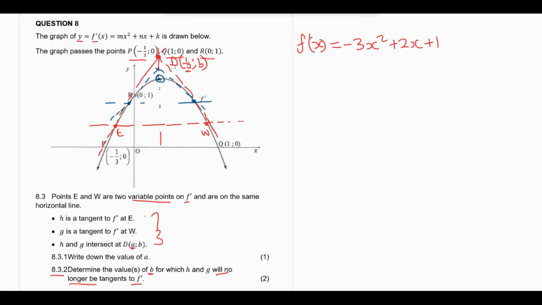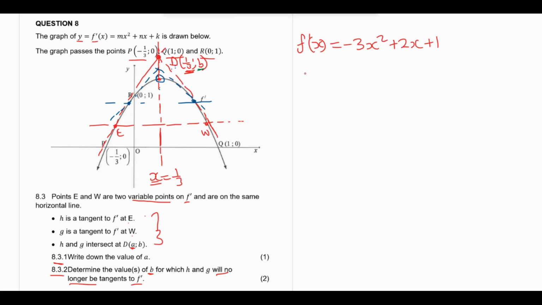It means that if B, which is the y-coordinate of D, is below the y-coordinate of the turning point, then H and G are no longer what? No longer tangents. Now we need to find the y-coordinate of this turning point. So how do we do that? We know the value of x along the axis of symmetry. We found it in question 831. We say that x is equal to 1 over 3, which was the value of a. So x is equal to 1 over 3.